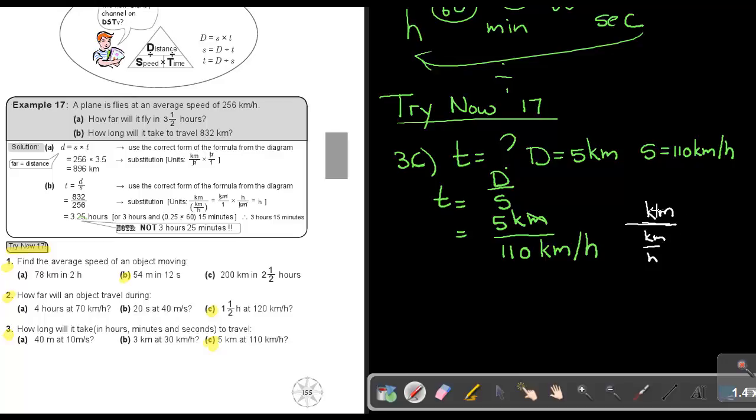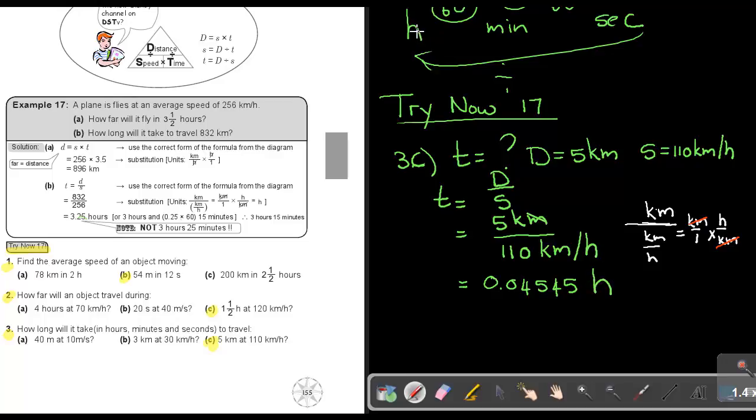Now, can you remember, if you have a number divided by a fraction, you can make the top one a fraction by putting it over 1, multiply, and you take the reciprocal, hours over kilometers. And then what will happen? The kilometers will cancel out. Now let's just press it on your calculator. It's 5 divided by 110, and it's going to give you a decimal, 0.04545, a recurring decimal, and that's going to be in hours.